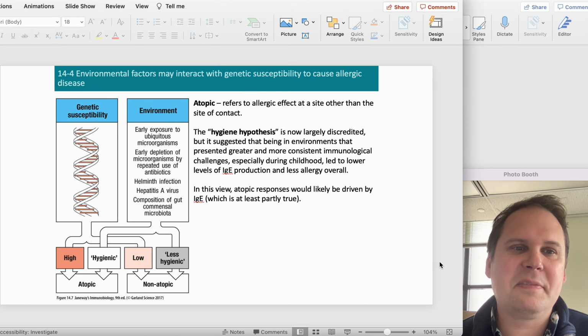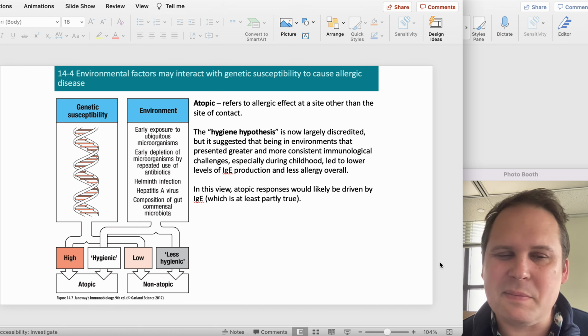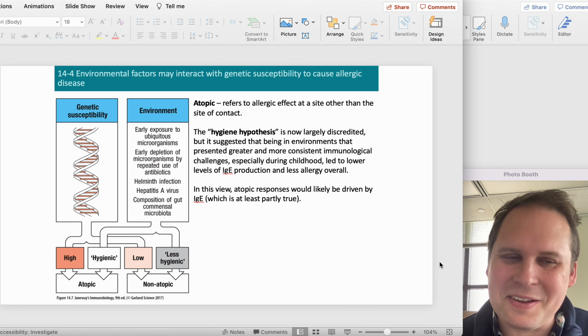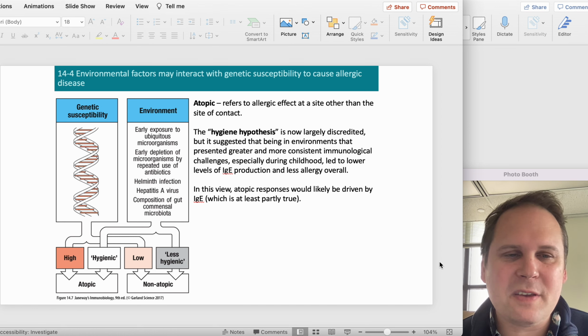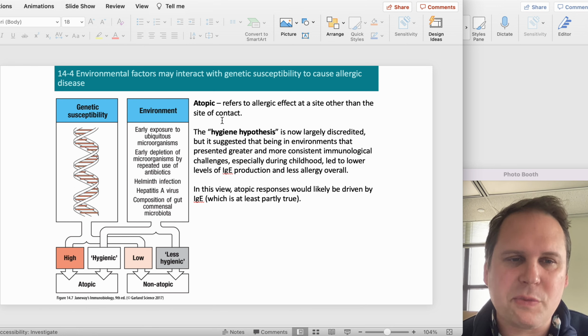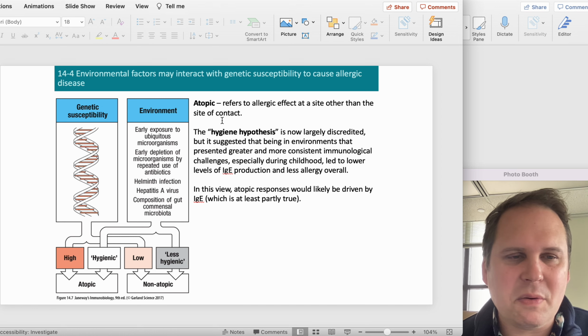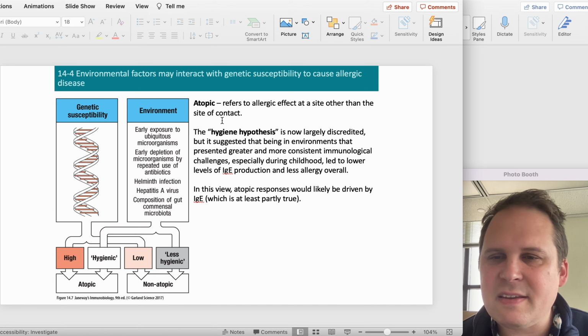All right, let's mention the hygiene hypothesis. I think the hygiene hypothesis is pretty dumb, but yeah, it's in the book, and there are still some people that absolutely adhere to it with some reason. I'm being a little unfair here. So we mentioned atopic, which means an allergic reaction at some site other than the one where you get the actual antigen coming into contact with a mast cell or basophil with IgE on it.